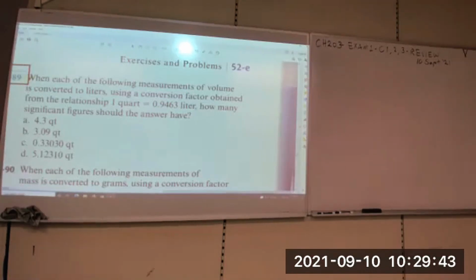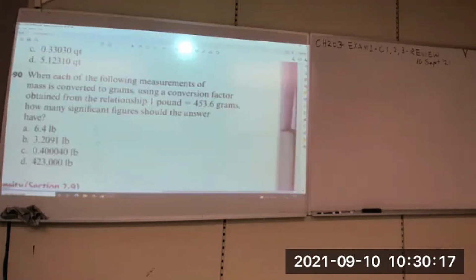When each of the following measurements of volume is converted to liters. Okay, so there you're given the conversion factor. A conversion factor is derived from an equivalence. Something equals something else. And then your conversion factor is just the quotient based upon that equality. So depending on which one you need, you could have liters on top or liters on the bottom of your conversion factor. But the conversion factor is always a quotient, and it's based upon an equivalence. So unless you want me to, I don't think we need to stop there.